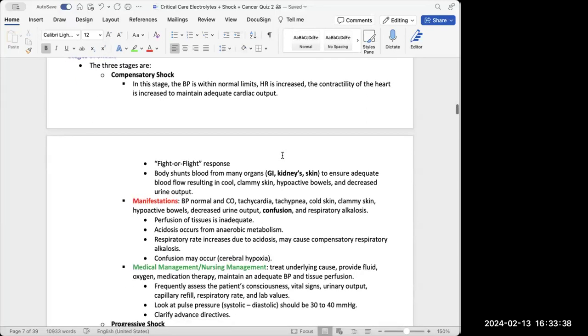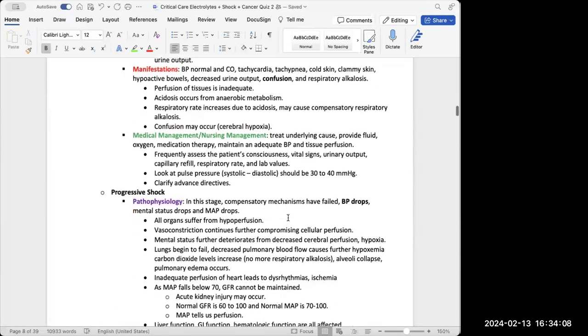So we already talked about the stages of shock, but I want to point out some things that I keep seeing. When I'm doing practice questions, they keep emphasizing that for compensatory, we're looking for normal blood pressure, normal cardiac output, tachycardia, tachypnea, decreased urine output, confusion, and respiratory alkalosis. Those are the things that I keep seeing coming up when they ask about manifestations of compensatory, okay? I want to put that in your mind so you know.